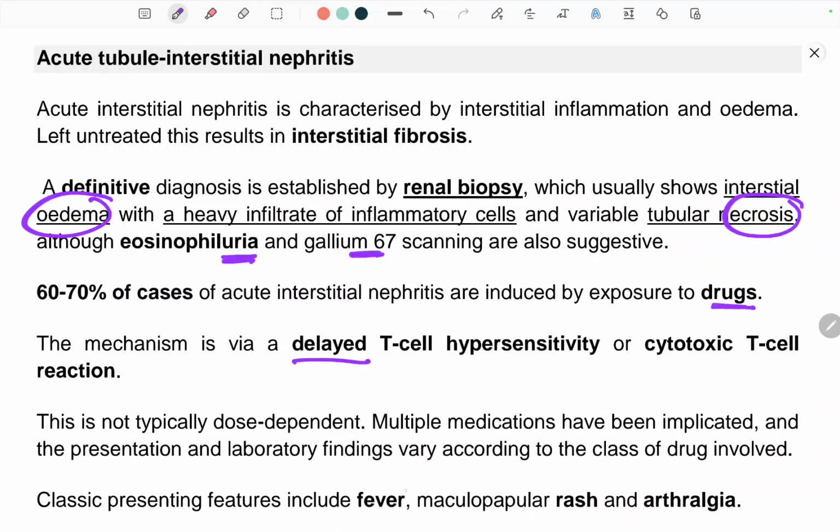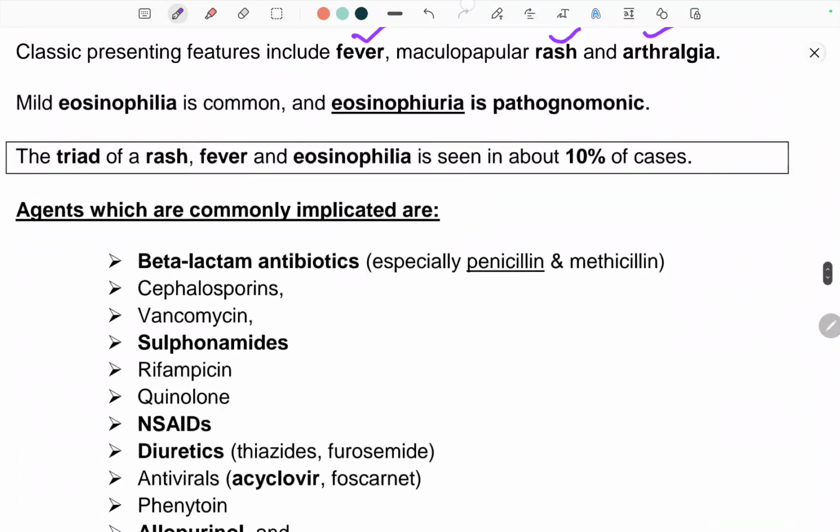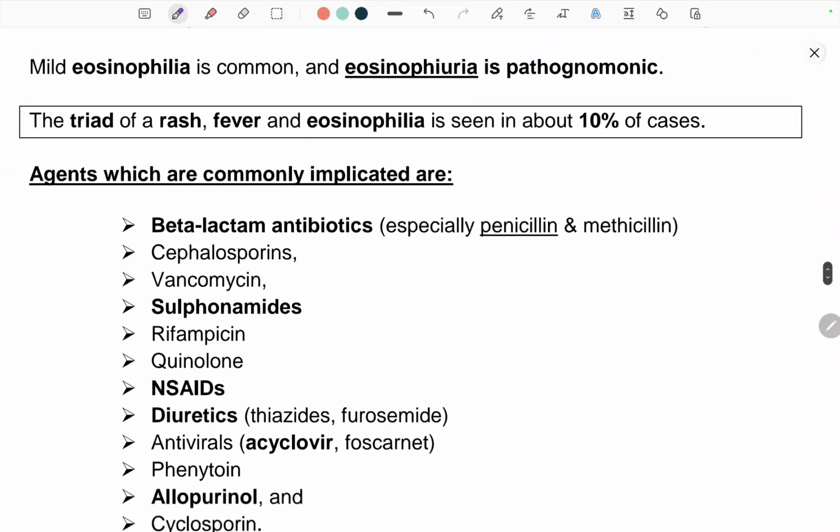Classic presenting features include fever, rash, and arthralgia. Mild eosinophilia is common, but eosinophilia is not pathognomonic. You have to see if the urine has any eosinophils. The triad of rash, fever, and eosinophilia is seen in only 10% of cases.